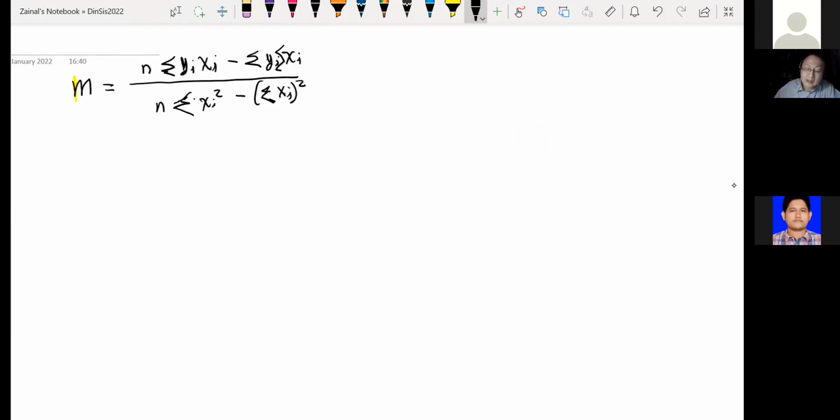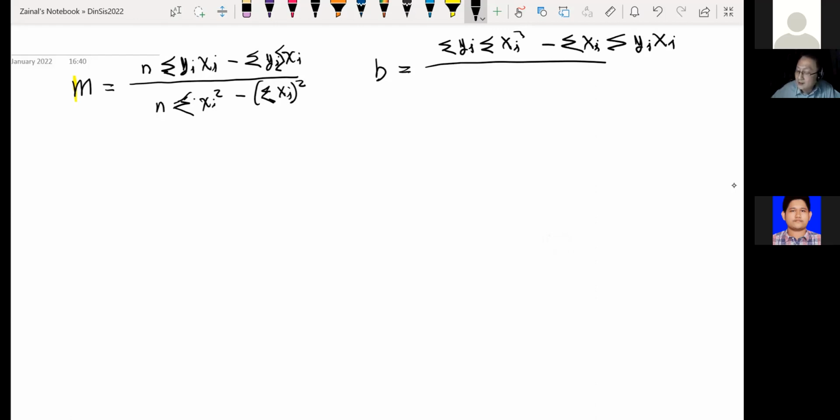Oke. Lalu B sama dengan sigma yi sigma xi square minus sigma xi multiply by sigma yi xi divided by n sigma xi square minus sigma xi square.